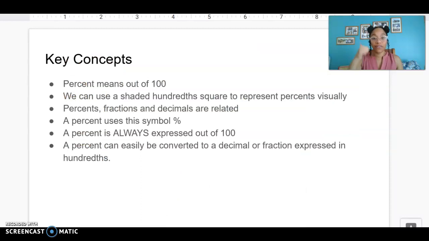In this video, you've learned that percent means out of 100. We can use a shaded hundredth square to represent percents visually. Percents, fractions, and decimals are connected. Percents use this symbol. Percent is always expressed out of 100, and a percent can easily be converted to a decimal or a fraction, which is expressed in hundredths. Thank you for enjoying, and I hope you enjoyed your introduction to percents.